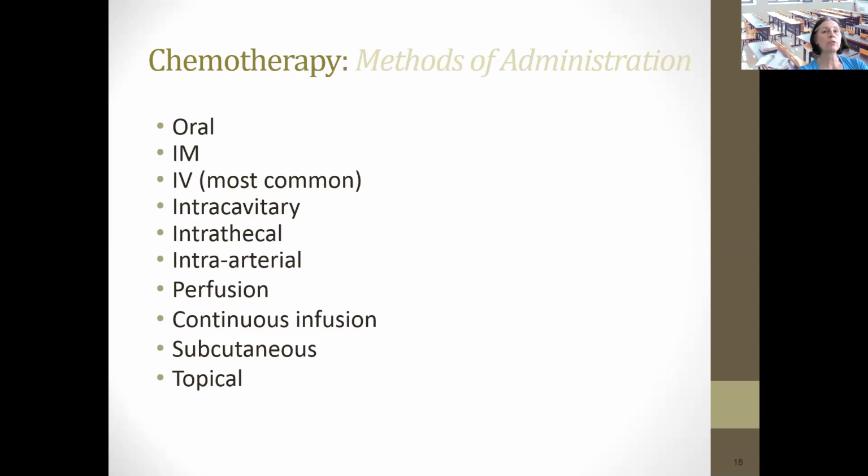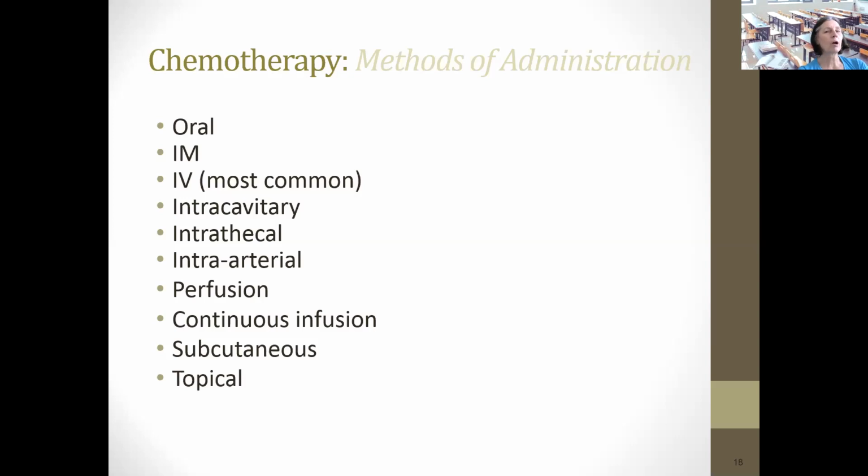So the intrathecal space, there's one at the top of the vertebrae, at the top of the spinal cord, at the base of the skull. There's also intrathecal spaces in and around the vertebrae. So we can give intrathecal chemotherapy.